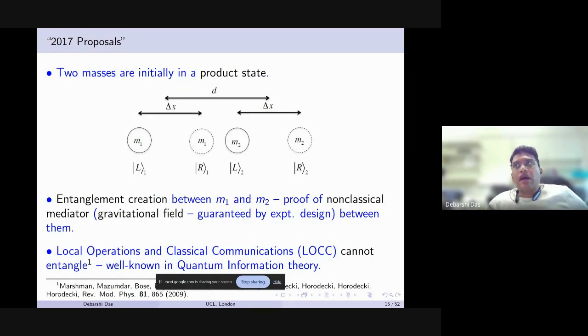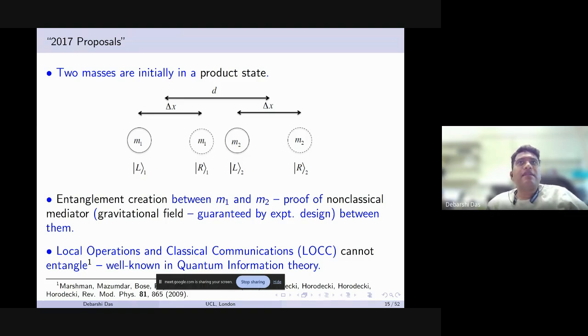Now, under this configuration, if after a certain time entanglement is created between these two masses, then it will be a proof of the non-classical nature of gravity. Why? Because we know in quantum information theory that local operations and classical communication cannot create entanglement. Since all the operations that are performed on these two masses are local in nature, and it is assumed that all the interactions are also local in nature, there is no action at a distance. That means creation of entanglement between these two masses can only happen if the communication or the interaction between these two masses is non-classical in nature. This is the idea. If starting from a product state, after a certain time, you observe entanglement between the two masses, then you can conclude that the interaction between these two masses must be non-classical.